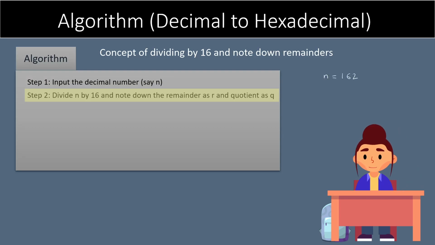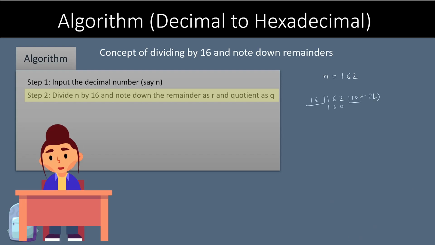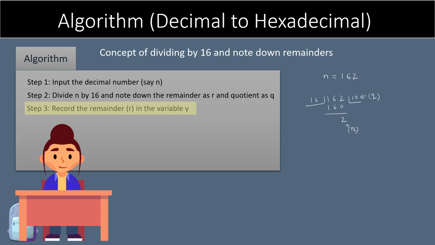Step number 2. Divide n by 16 and note down the remainder as r and quotient as q. On dividing 162 by 16, remainder is 2 and quotient is 10. Step number 3. Record the remainder r in the variable, say y. The variable y can hold multiple values. Here the remainder r equals 2 is stored in the variable y.